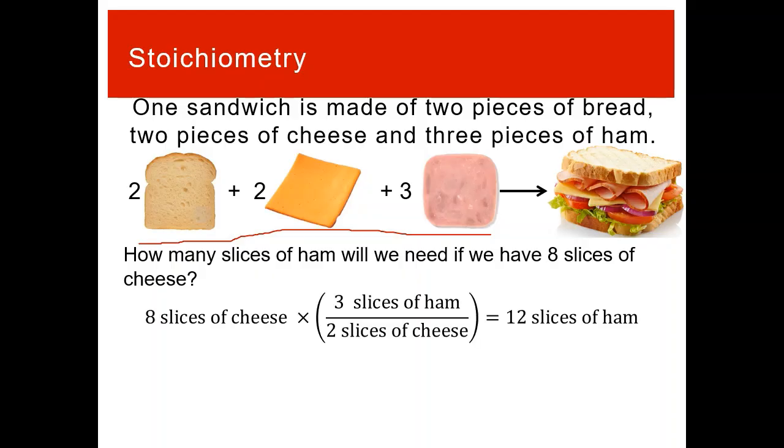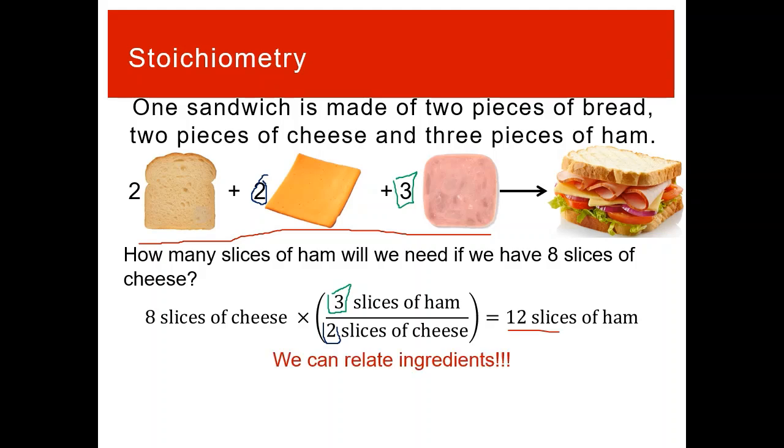And we can see that we can still use those coefficients. The 2 slices of cheese is 2 slices of cheese. Let's switch to green. The 3 pieces of ham is the 3 pieces of ham. So what this tells us is that for every 2 pieces of cheese, we will need 3 pieces of ham. Because I have 8 divided by the 2 gives me 4, and then 4 times 3 gives me 12. So I can see that overall, I'm going to need 12 slices of ham.